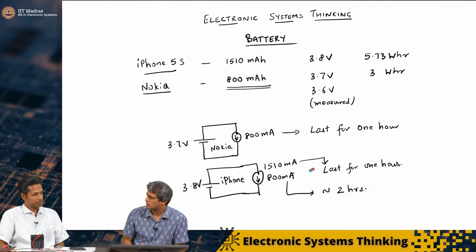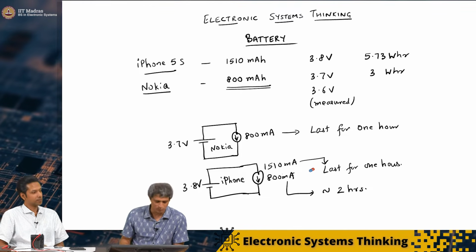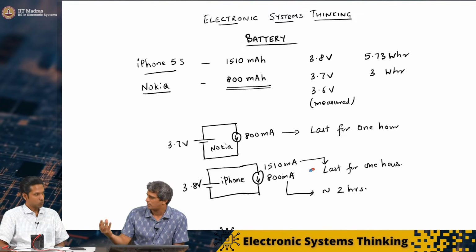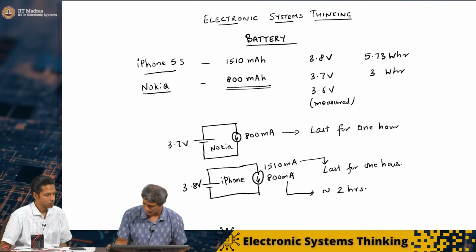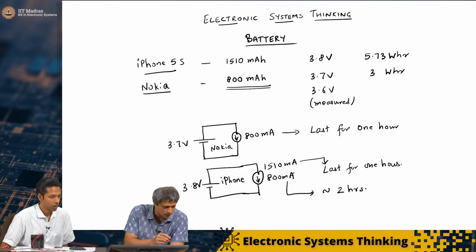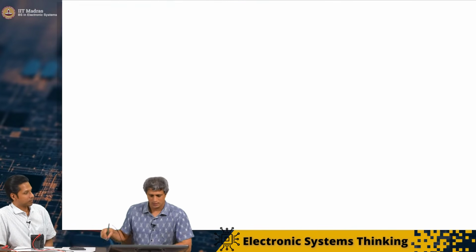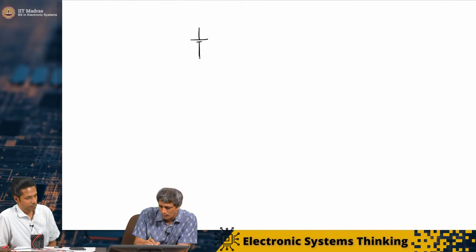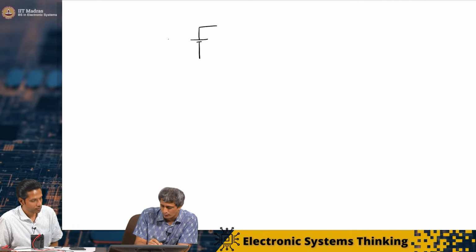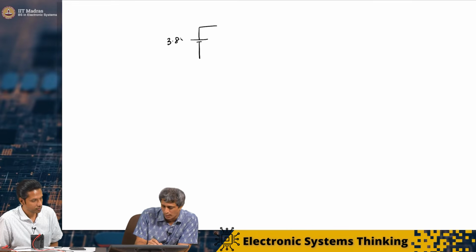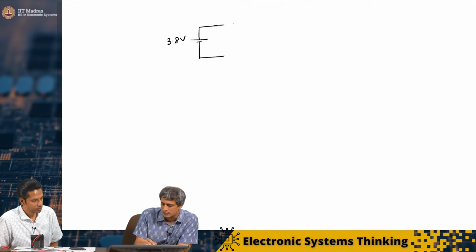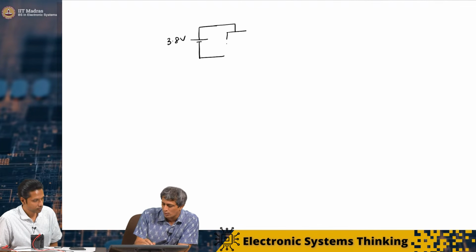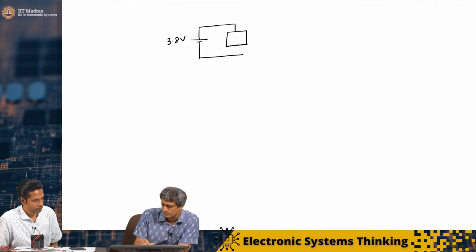So I showed you this mobile, the model of the mobile where there was a motherboard. If you remember the picture of this phone, there was one battery, which was 3.8 volt, and this was connected to many ICs.